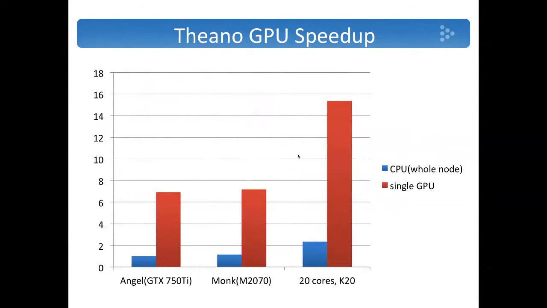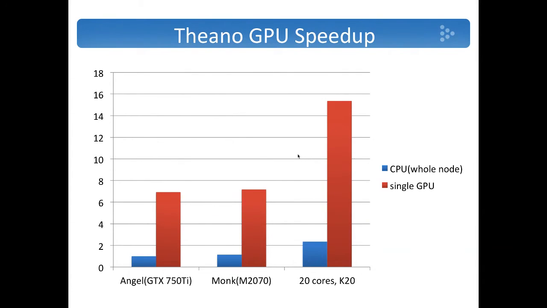Okay, so let me show you the benchmark result I tested. There are 3 machines that I tested. One is Android with a new card, a GTX 750 Ti, and Monk has a 2070. And I also tested on a machine which has a 20-core CPU with the K20 GPUs. And as you can see, I used the Android CPU result as the baseline, 1.